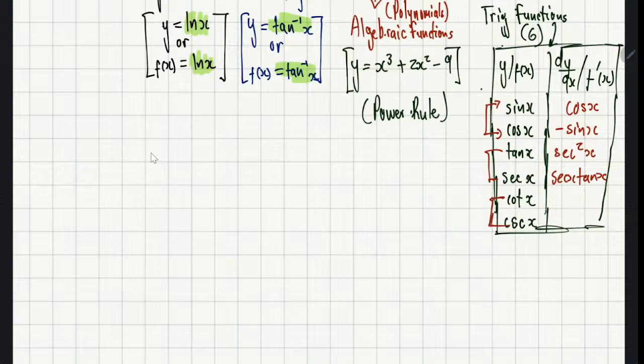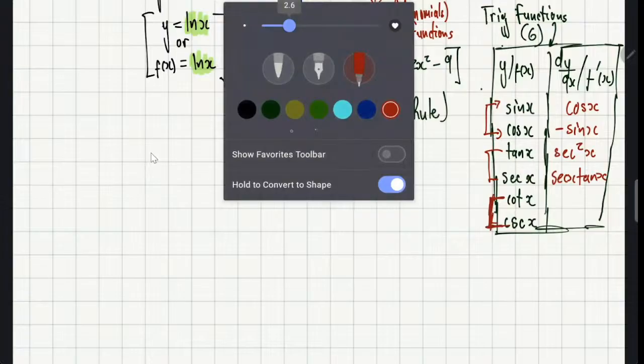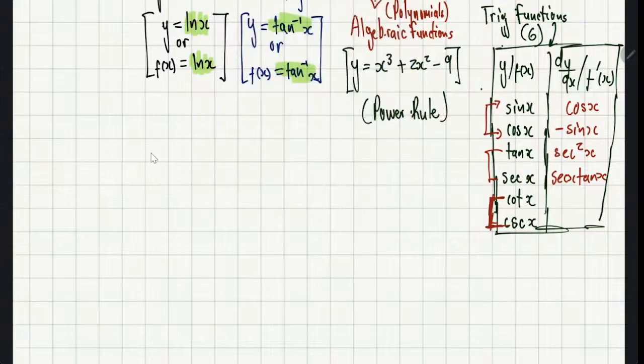These two are related again, cot and cosec. And cot is the stronger one. We know that they give you each other. Cot is the stronger one, so it will give us cosec squared x.